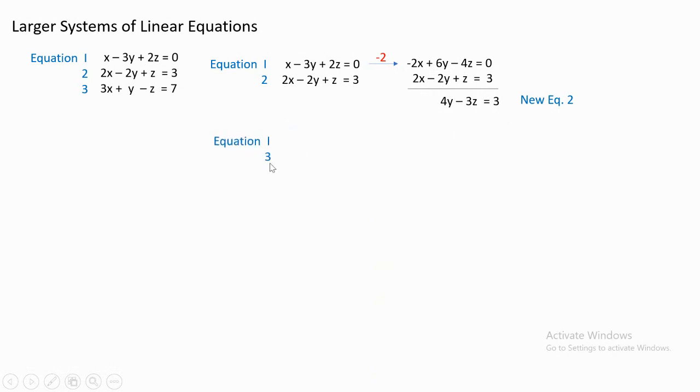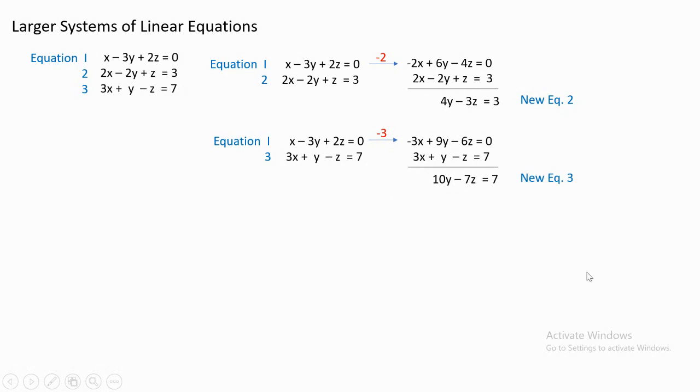Okay? Now I repeat the process for equations 1 and 3. So equation 1, I need to multiply by negative 3. After I multiply negative 3 times every term, we're going to get negative 3x plus 9y minus 6z equals 0. Equation 3 stays how it is. Then after we add them, we're going to get 10y minus 7z equals 7, and that's my new equation 3. So what's my next step?